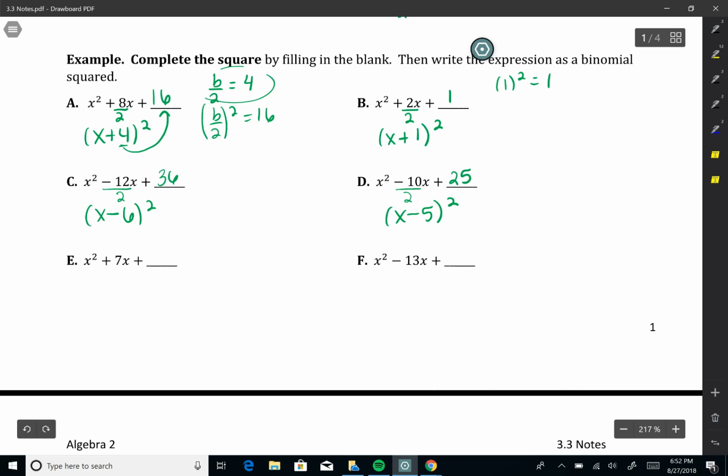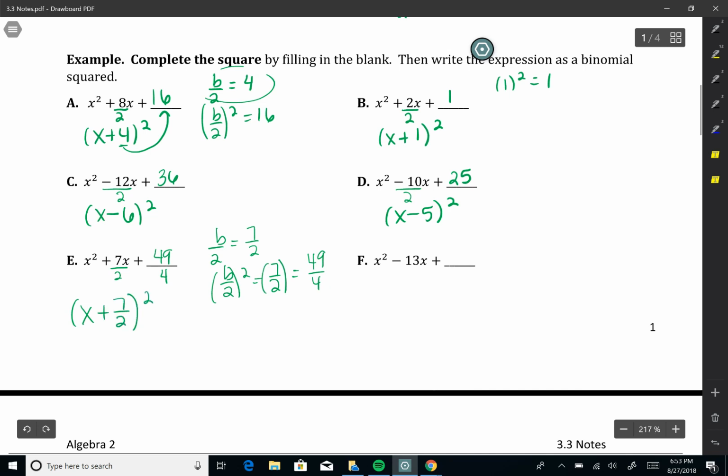Now those were all nice numbers. For the last two I'm going to give you fractions, but have no fear, fractions are easy to square. In letter E, my b is 7, so b over 2 is 7 halves. To square b over 2, all you have to do is square that fraction, which means you square the top and square the bottom. So 7 halves squared is 49 fourths. But in your factor, remember you just do the b over 2, so it's x plus 7 halves quantity squared. This goes in your factor, the squared goes in your trinomial.